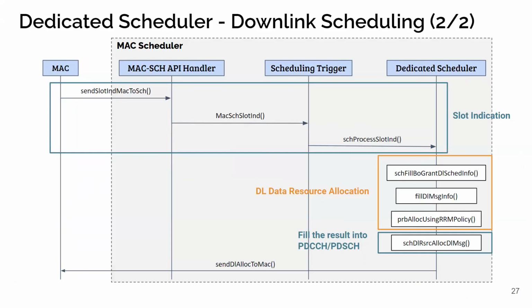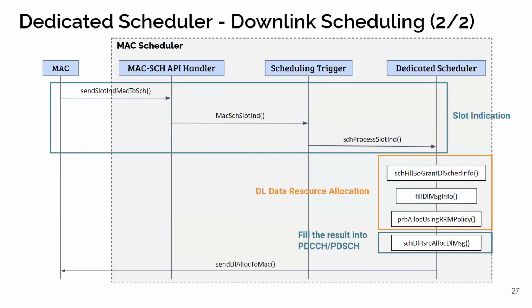This function has a parameter called the RM policy. The RM policy is highly related to slicing. Each slice will be assigned an RM policy, and that slice can have a dedicated PRB to do the resource allocation. Then the dedicated scheduler will fill the results into the PDCCH, also known as DCI, and also the PDSCH to send the message to the UE, so that the UE can know where it can get the data and can get the data.